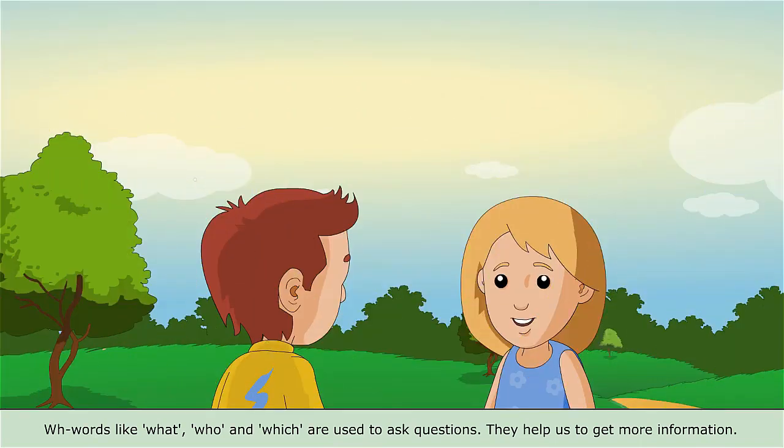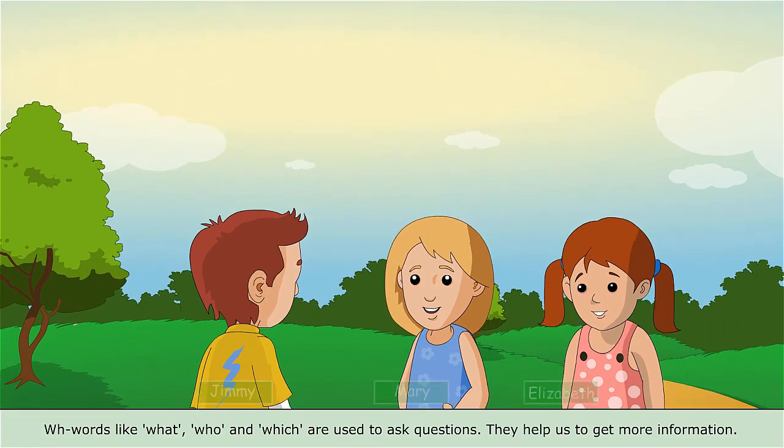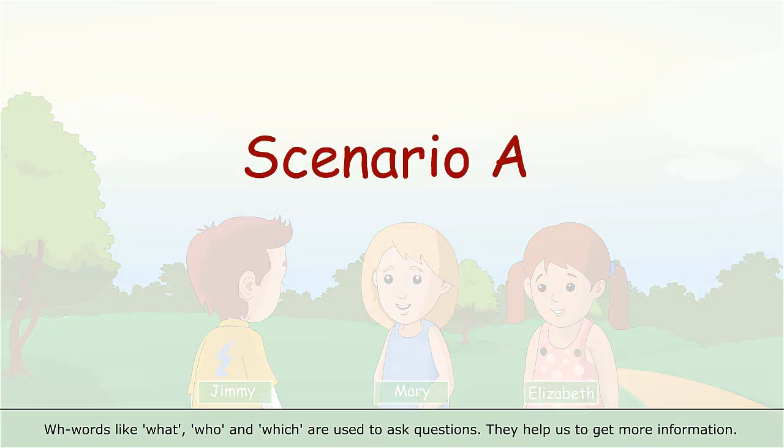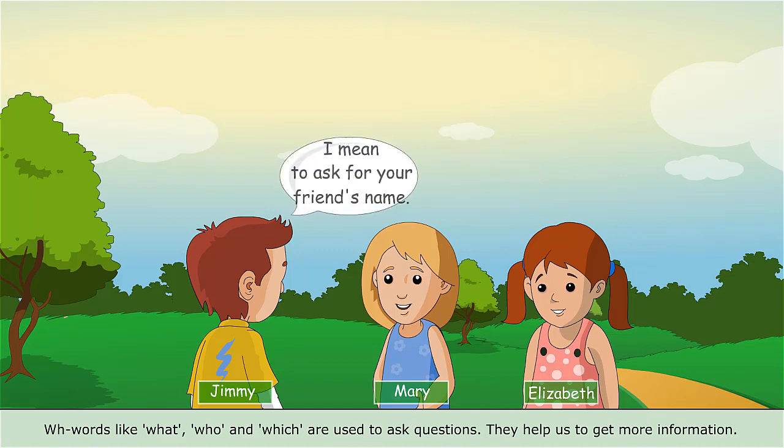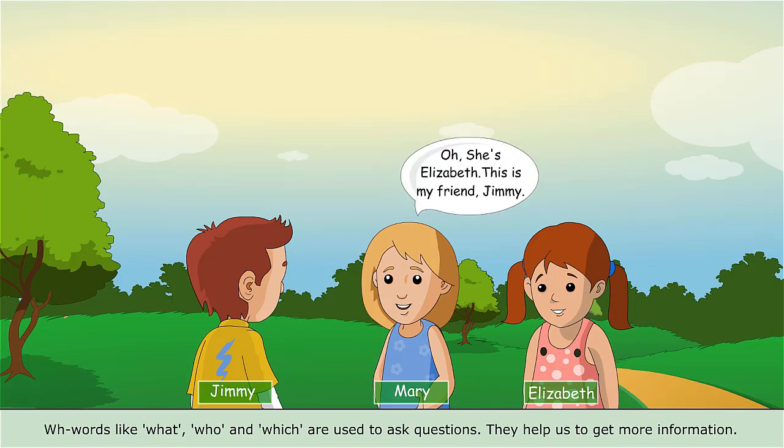Let's take the conversation between Jimmy and Mary to learn how to ask strangers for their names. Hello, Mary. Hi, Jimmy. Here, Jimmy notices that Mary is with someone he does not know. Let's look at the two scenarios, how Jimmy asks Mary about the stranger. Mary, what is your friend? What is my friend? I mean to ask for your friend's name. Oh, she's Elizabeth. This is my friend Jimmy.